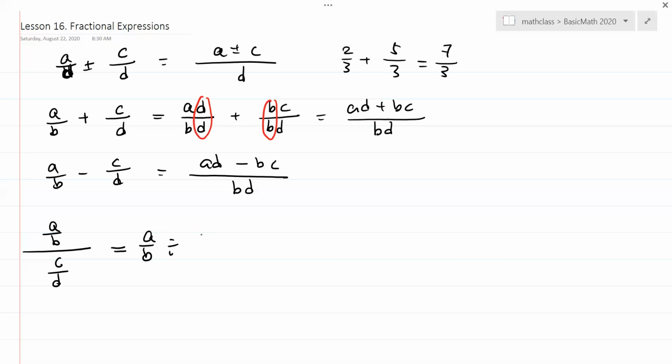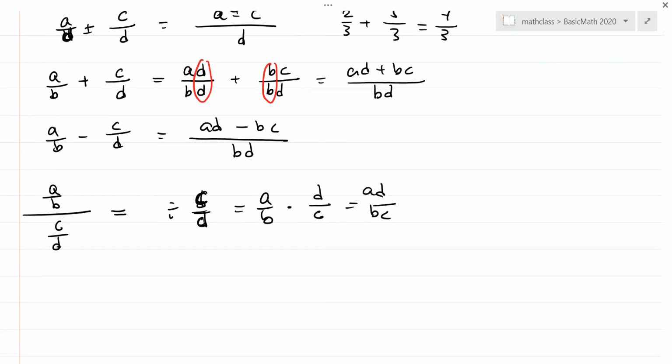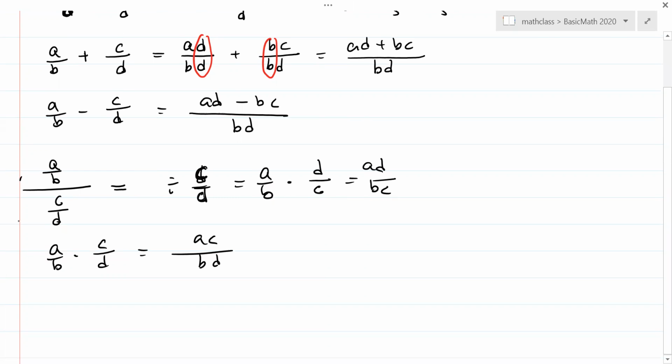Turn this upside down, D over C. This is still C over D, but if it's division, then you have to change it to multiplication. So with D over C, you get AD over BC. This is the rule we follow. And of course, multiplication is just a direct product, so A times C and B times D. Those are the two formulas for division and multiplication.